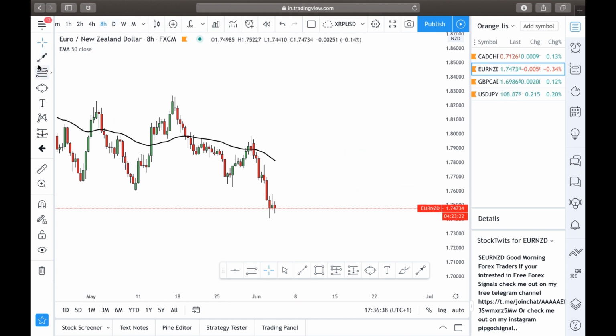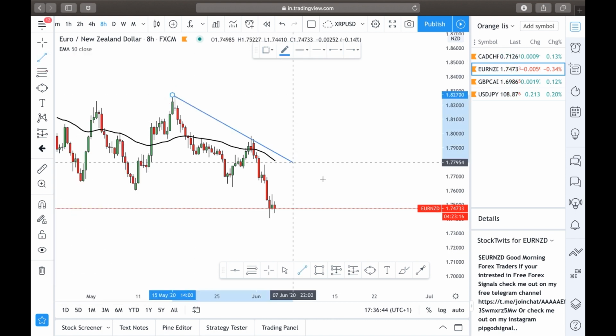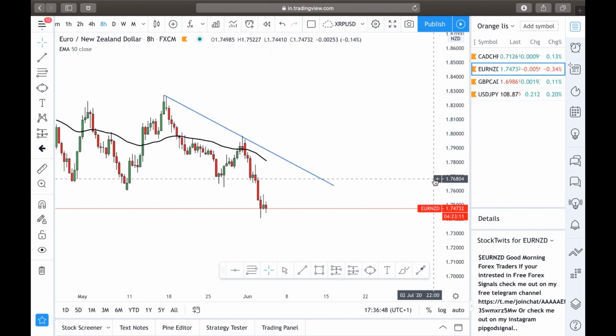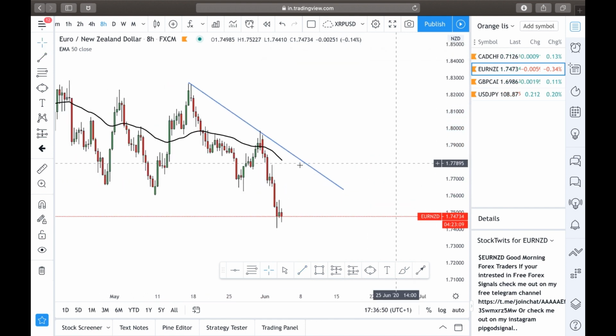I'm on the 8-hour time frame, and I'm going to put on a trend line if it lets me click it. So 1 touch, 2 touches, makes a trend line, bang. Looking for the third touch. The third touch is our highest probability of it going in our favor. So we're looking for the third touch.